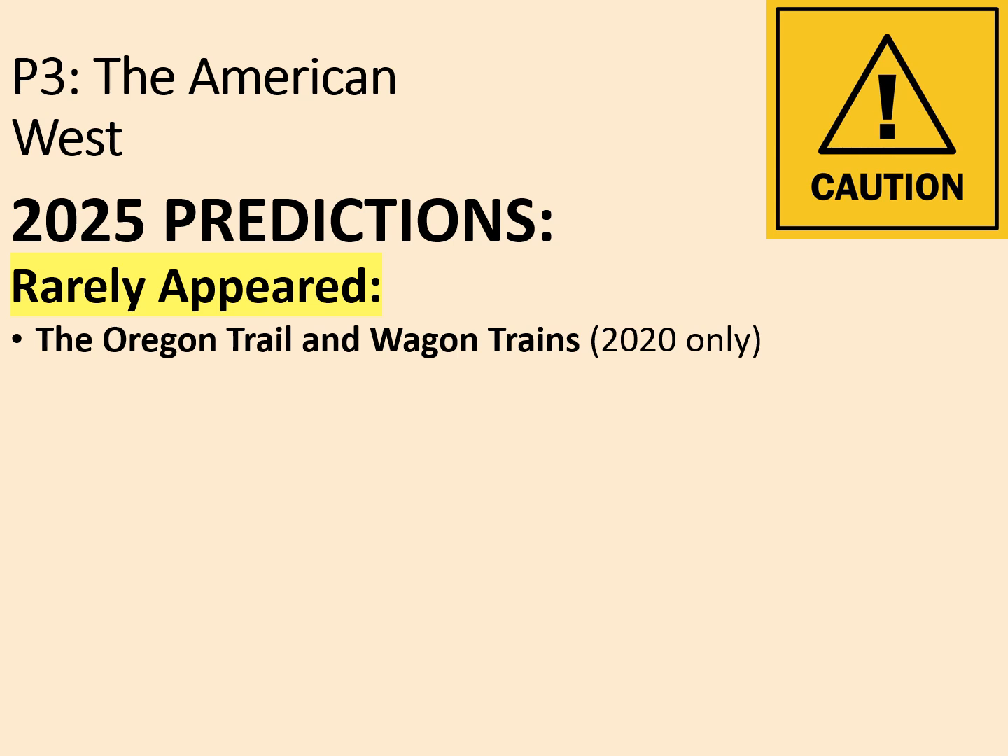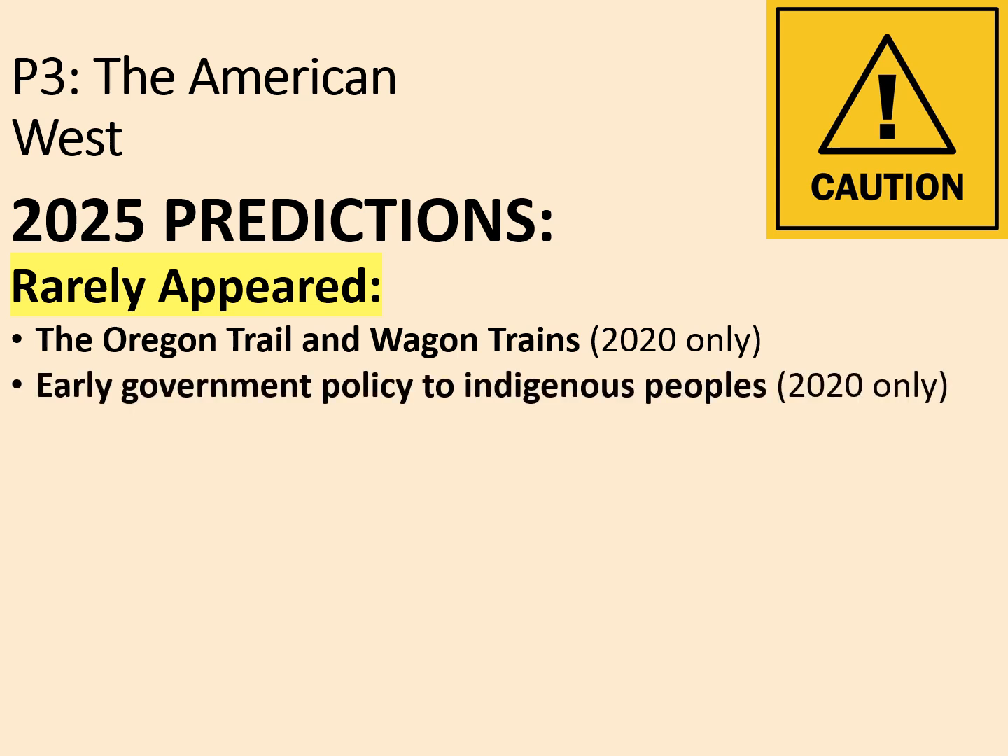Very few people did that paper and it's not being revisited. Early government policy to Indigenous peoples only appeared in that paper as well. Now I think this might be a really good target for your revision. Those early treaties and laws are actually pretty difficult to remember, and let's face it, they're all pretty boring as well. So having a look back over things like the Indian Removal Act, the Indian Trade and Intercourse Act, the Indian Appropriations Act, and the early Fort Laramie Treaty in 1851 will probably be a really good idea. Because if you're a bit fuzzy on that stuff because it wasn't terribly interesting and you did it on a Friday afternoon, it'd be a good idea to refresh your memory now.